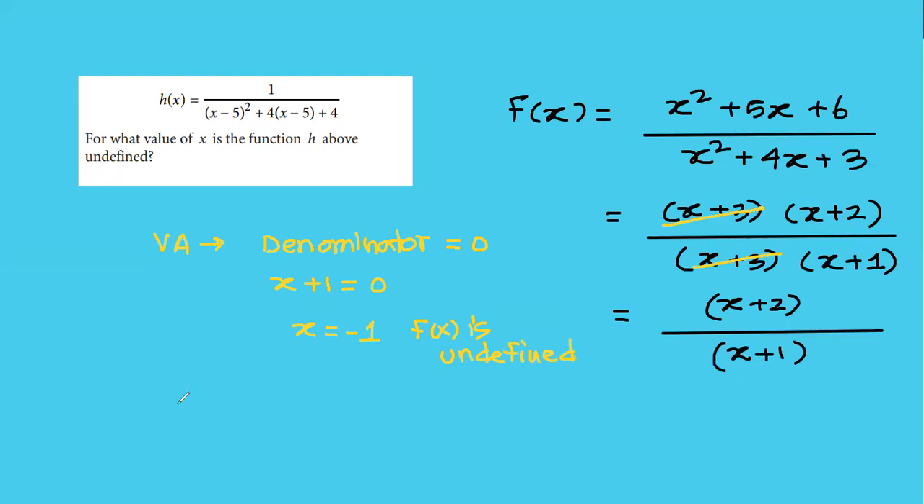And how do we find the holes? Holes are the factors which get cancelled out from the numerator and denominator. The factor which is getting cancelled out is x plus 3. So to find the hole, you equate x plus 3 equals 0, which means x equals negative 3. So f(x) is also undefined at holes. So to get the undefined values of the function, we exclude the vertical asymptote and the holes, right? Now get back to the question.